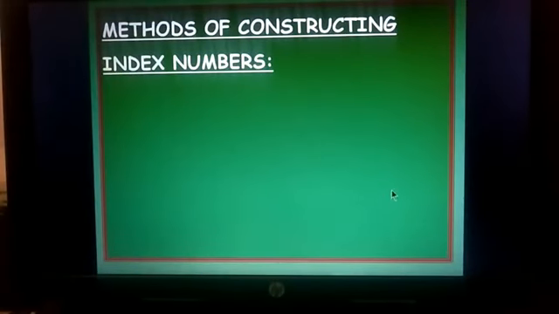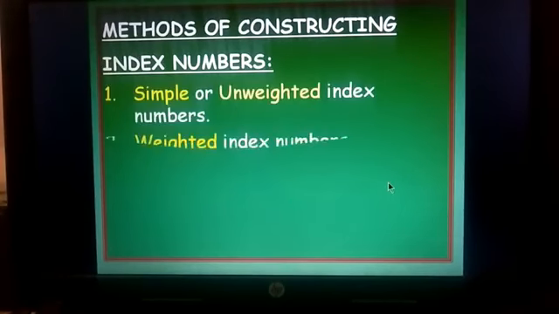Next we shall concentrate on methods of constructing index numbers. Two types of construction of index numbers take place. One is simple or unweighted index numbers, and the second method of construction is weighted index numbers. This weighted or unweighted is quite similar to the concept we came across in first PUC as weighted arithmetic mean.